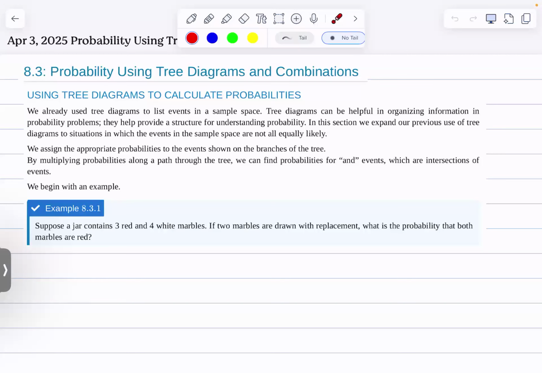So we already used tree diagrams to list events in a sample space, okay? And what we're gonna do today is level up just a smidge. Now we're going to assign probabilities to each branch in a tree diagram, right? So instead of the counts or just saying what each branch represents, we're going to have some probability associated with each branch.